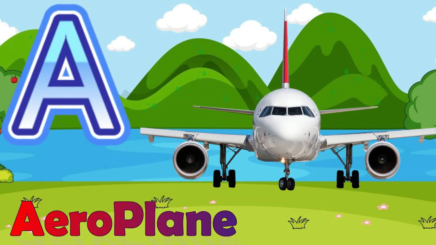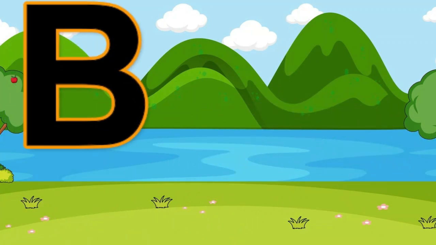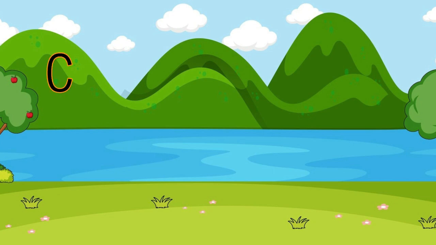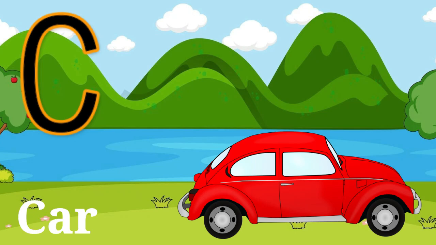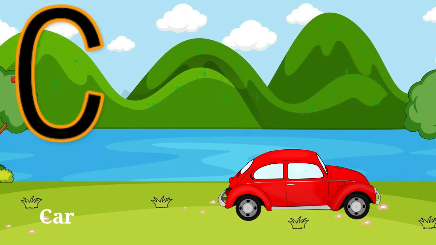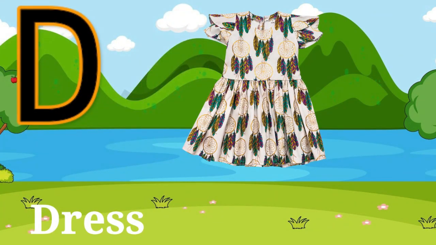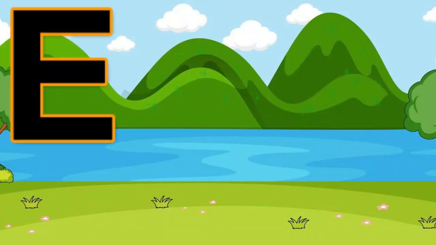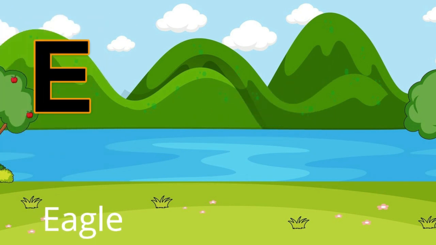A for aeroplane. B for banana. C for car. D for dress. E for eagle.